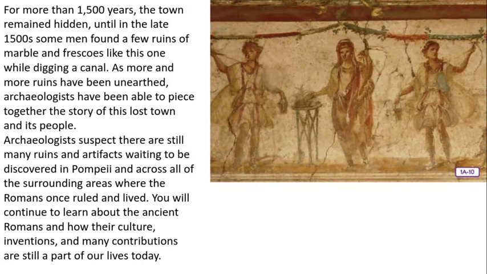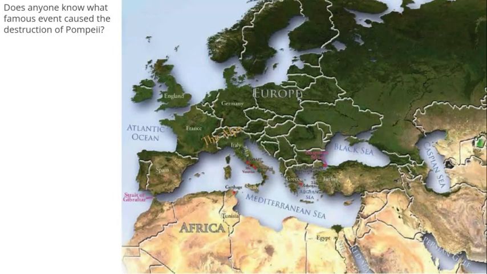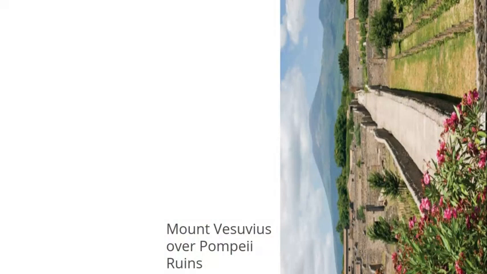As more and more ruins have been unearthed, archaeologists have been able to piece together the story of this lost city and its people. Archaeologists suspect there are still many ruins and artifacts waiting to be discovered in Pompeii and across all of the surrounding areas where the Romans once ruled and lived. You will continue to learn about the ancient Romans and how their culture, inventions, and many contributions are still a part of our lives today. All right, so if you look at this sideways picture, you'll have to tilt your head, but you can see Mount Vesuvius over the ruins of Pompeii that they found.